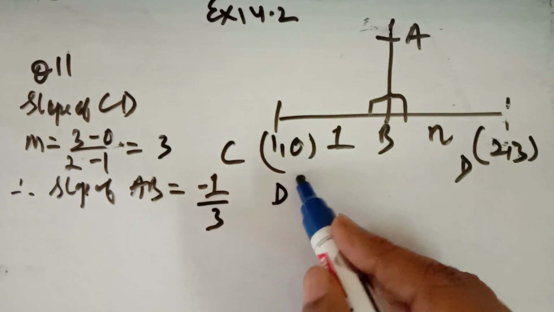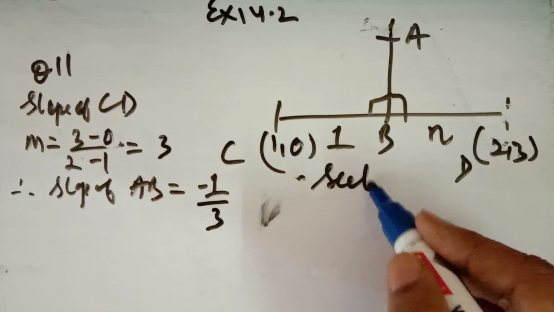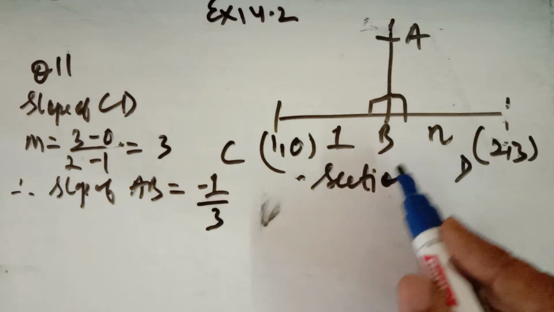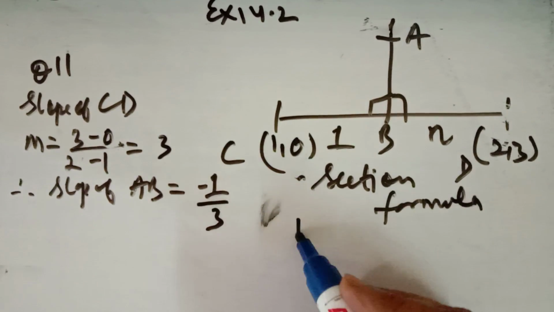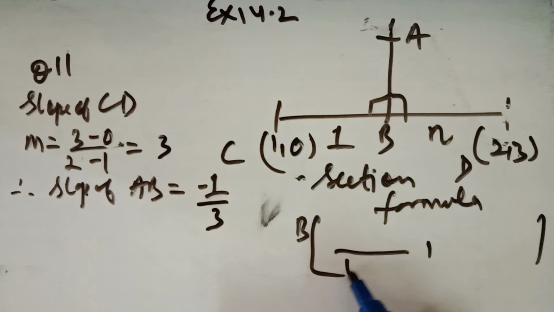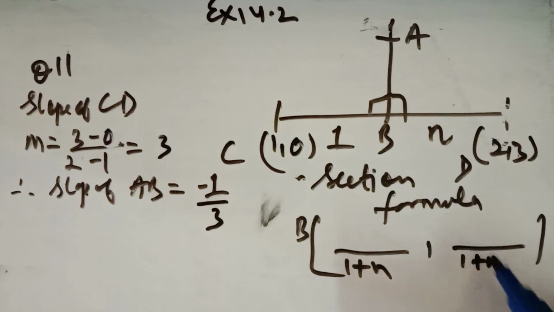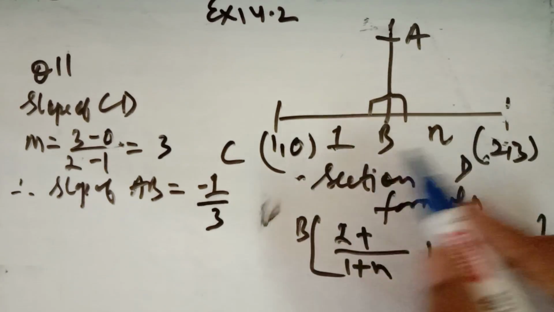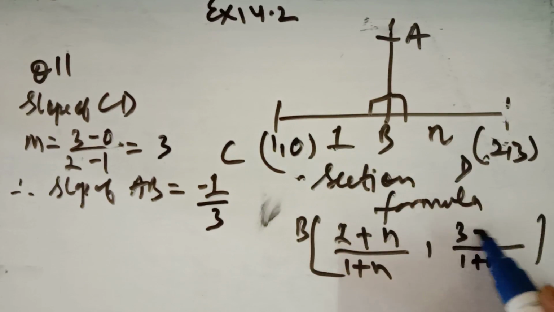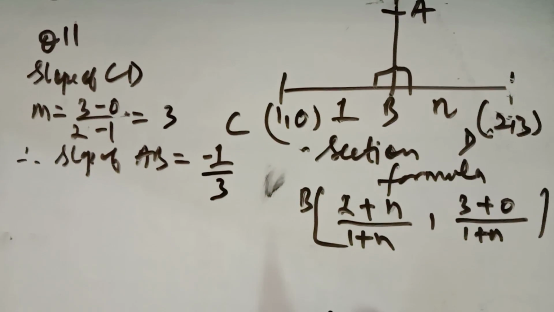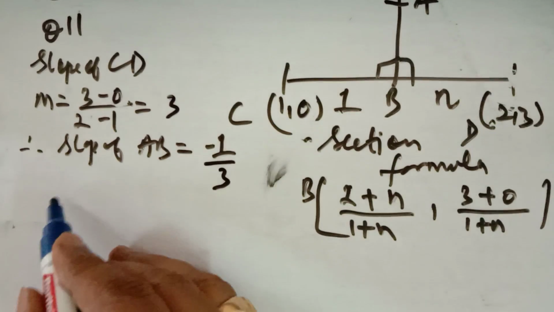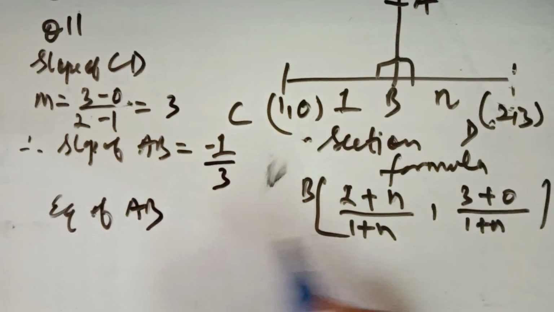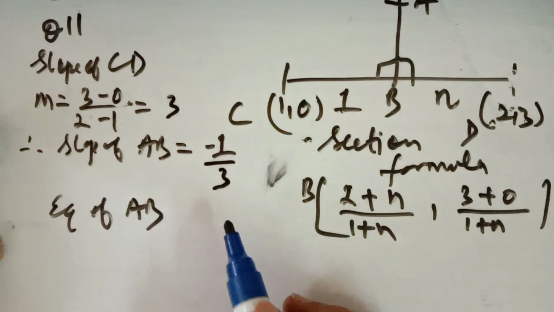Now the coordinate of B by using the section formula, because CD is divided by B in the ratio 1:n. So by the section formula, which we know, the sum of the ratio, (1 into 2 plus n into 1) and (1 into 3 plus 0), these are the coordinates of the point B, which is dividing this CD in the ratio 1:n. Now you can easily find the equation of the line AB, which is passing through these points and having the slope minus 1 upon 3.